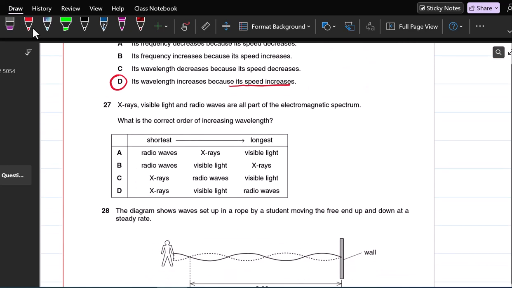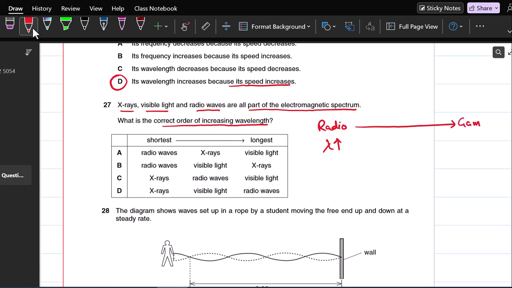Question 27. X-rays, visible light, and radio waves are all part of the electromagnetic spectrum. What is the correct order of increasing wavelength? So, "rugby match is very ugly xylophone game." We have to remember the sentence for the order of wavelength. Radio has the highest wavelength, and as we go from here till gamma, wavelength decreases. So shortest to longest we have to represent.